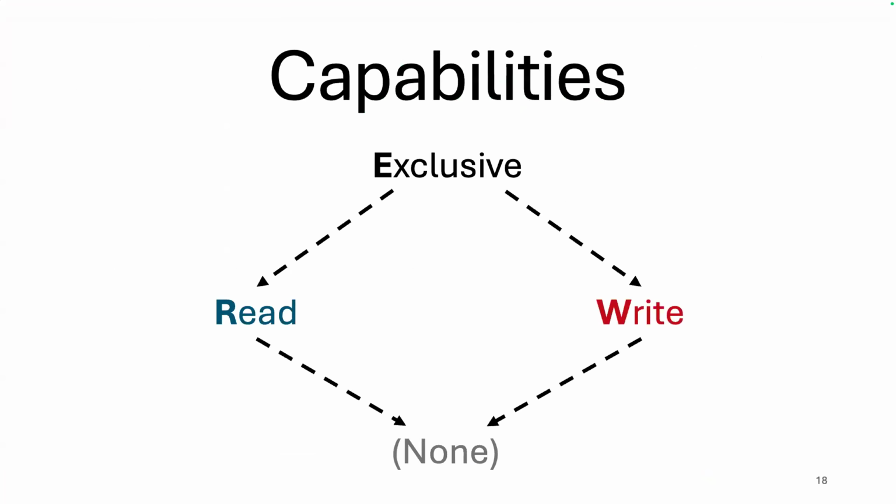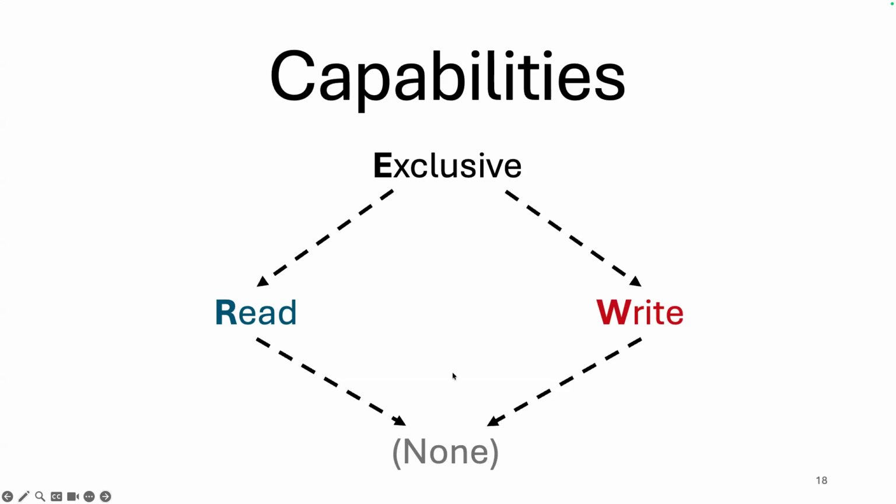As for the capabilities in our model, we define three of them: exclusive, read, or write. Again, these are associated with places. And there's also the possibility in the model for places to have no capability at all.